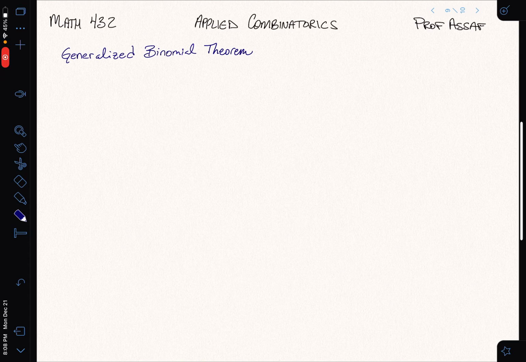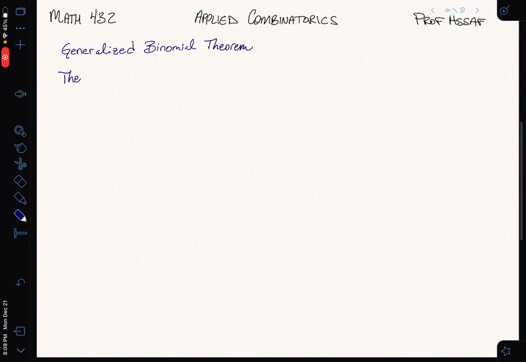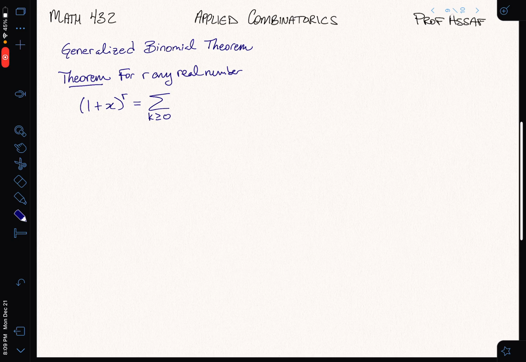Well, we've seen the generalized binomial coefficients, so we might as well get a generalized binomial theorem to go with them. So here is the statement of the theorem. It's the same thing that you would expect. For r any real number, we have, and now it's going to be slightly different, so maybe it's not exactly what you expect, there's no y. 1 plus x to the r is equal to the sum from k from 0 to infinity of r choose k x to the k.